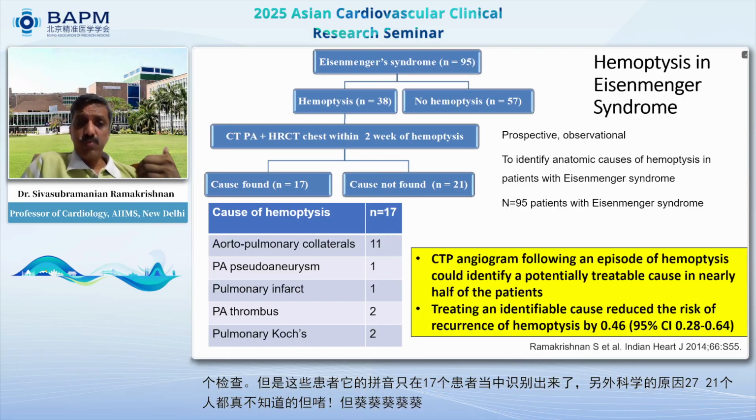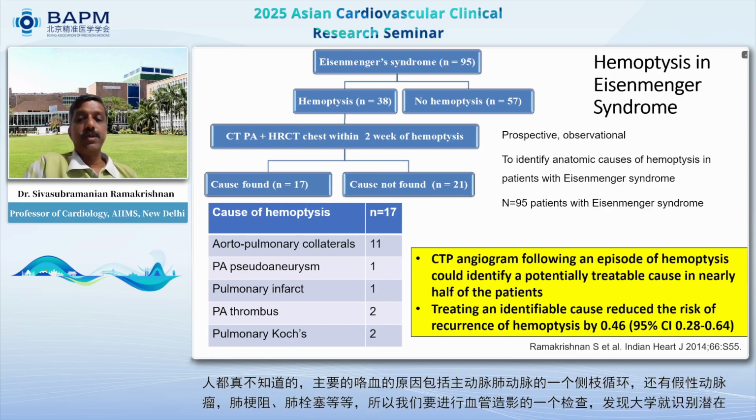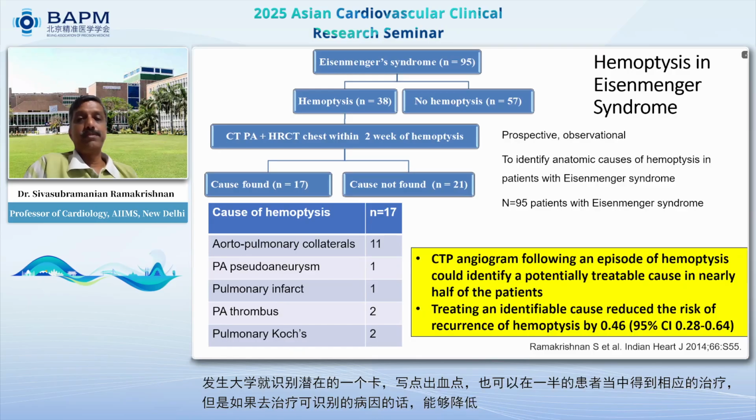Then all these patients with aortopulmonary collaterals underwent a coil or a gel foam occlusion of the aortopulmonary collateral. Then they were followed up, and the patients in whom we found a cause, which was treated, had a reduced recurrence of hemoptysis by around 50%. That establishes that possibly these aortopulmonary collaterals were the causes of hemoptysis, possibly.